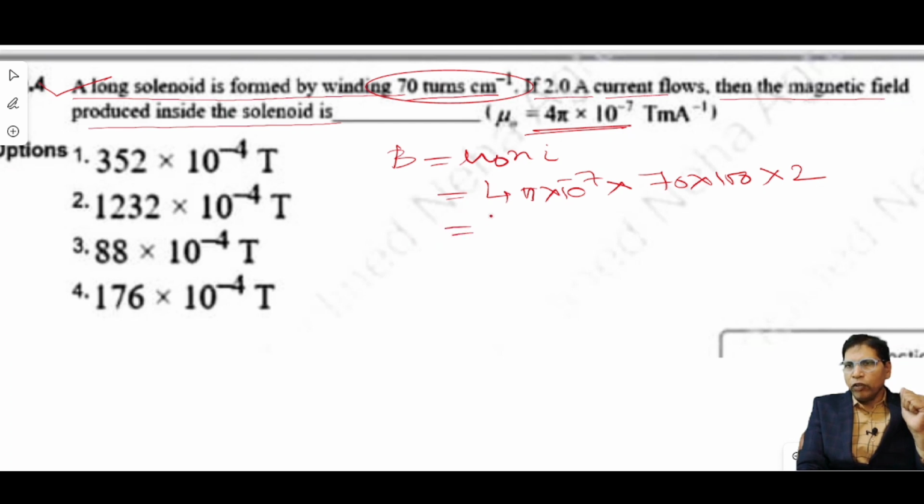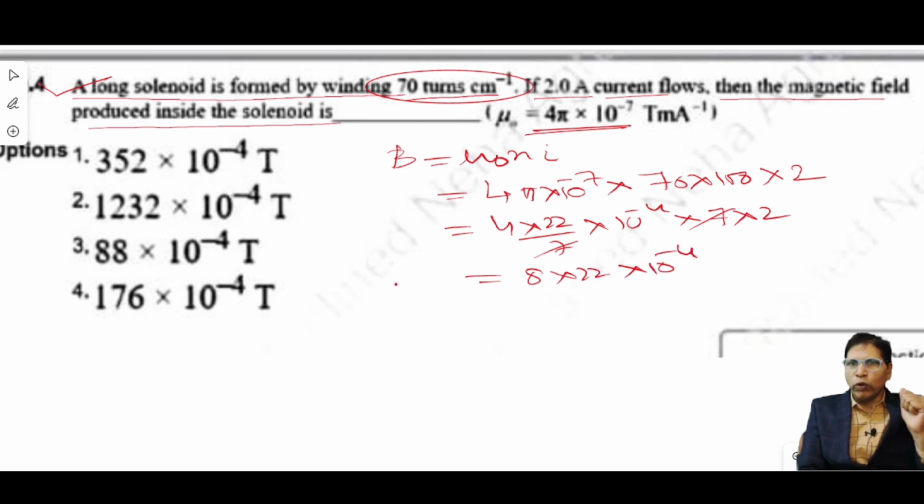Now look at this. This is 4 into 22 by 7 into 10 to the power minus 4 into 7 into 2. Now this and this cancel out. So look at this, 8 into 22 into 10 to the power minus 4. Look at this, 8 into 22 is 176. So this option is correct. Okay, next. Now question number 5.